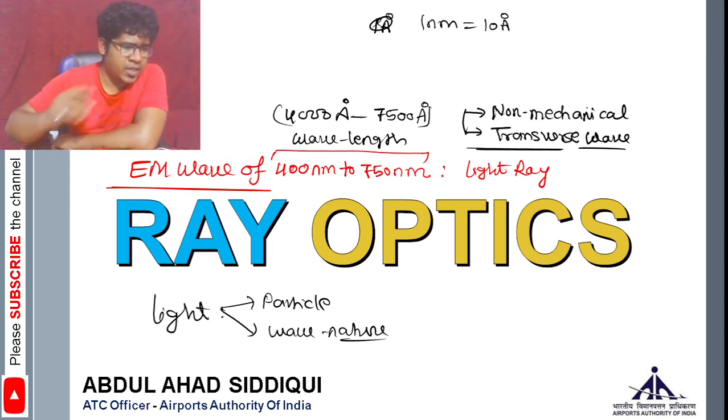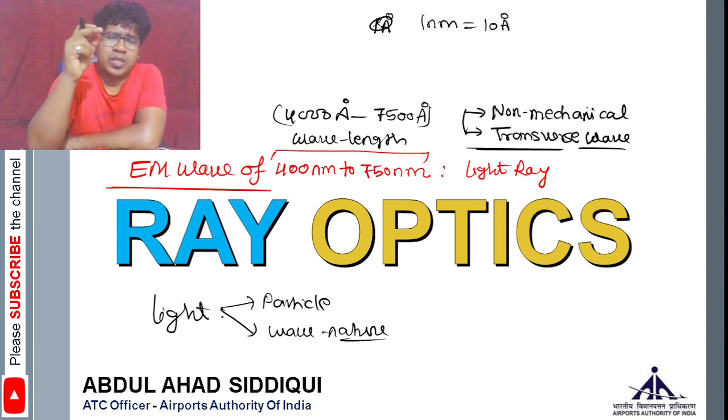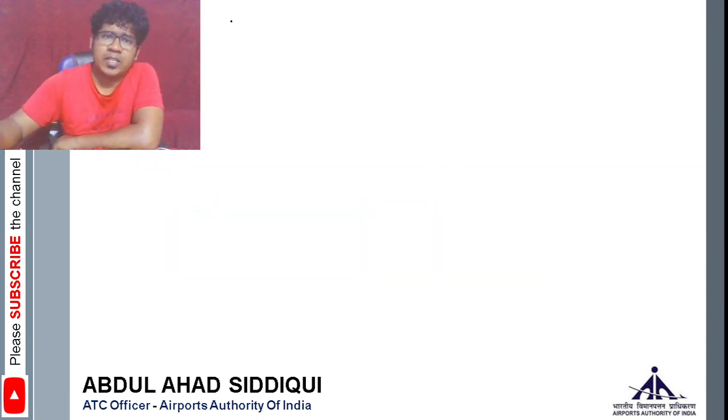See, I'll tell you one very important thing. There has been a corpuscular theory, which I will tell you in wave optics in more detail. So what is the ray of light? Let us try to understand clearly. Ray of light. What is the ray of light?